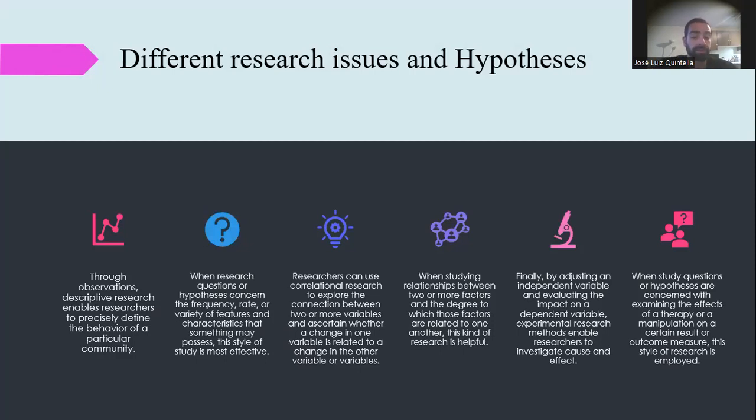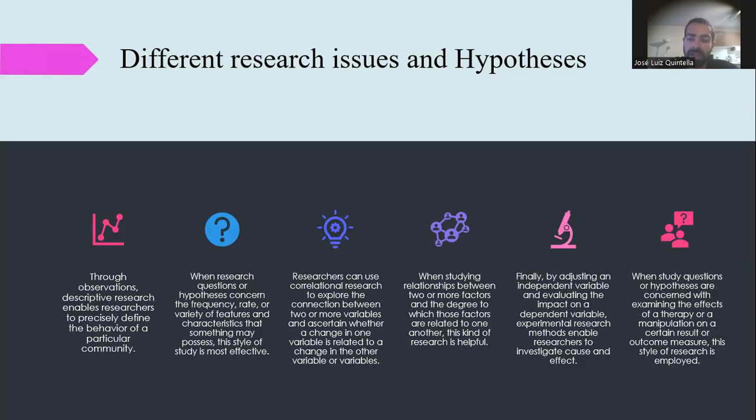Researchers can use correlational research to explore the connection between two or more variables and ascertain whether a change in one variable is related to a change in the other variable or variables. This kind of research is helpful when examining the relationship between two or more factors and the degree to which those factors are related to one another.